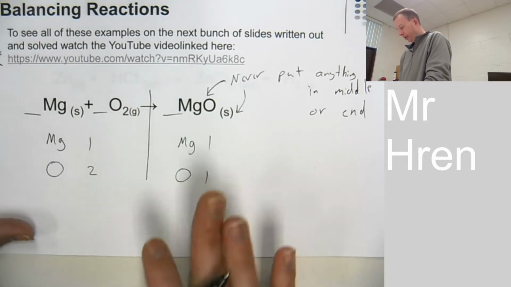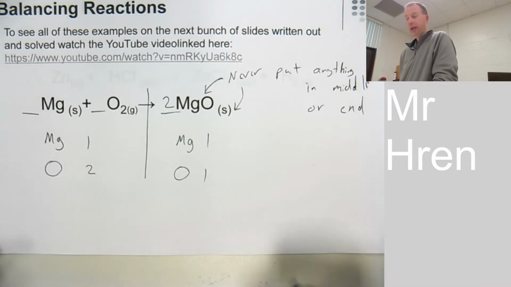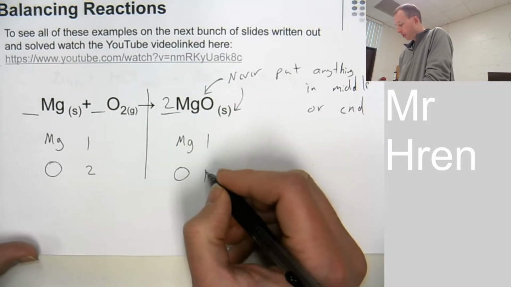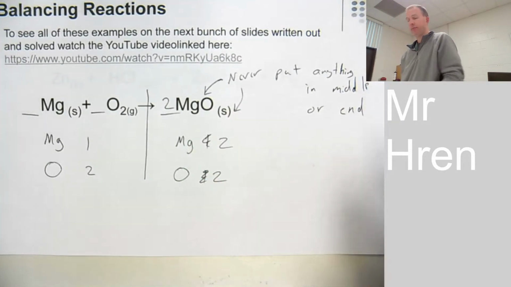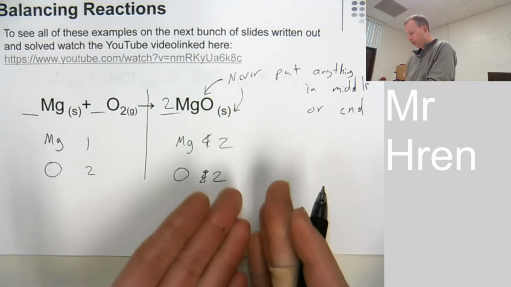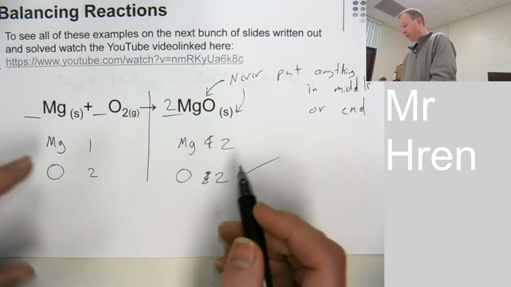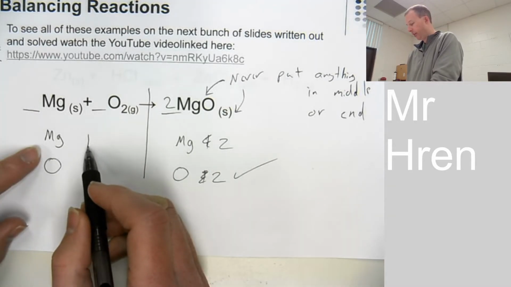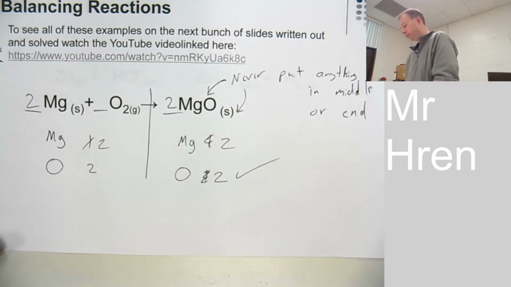So in this case, we need 2 oxygens. So we have to put a 2 here. Now, that obviously will mess with magnesium also. So you're going to be like, okay, I have 2 oxygens, but I have 2 magnesiums now. Okay, great. Now the oxygens are good. Yay. Then you're like, wait a minute, what about over here, the magnesium? I have 1 magnesium, I need 2. So then you put a 2 there. That changes this to 2.